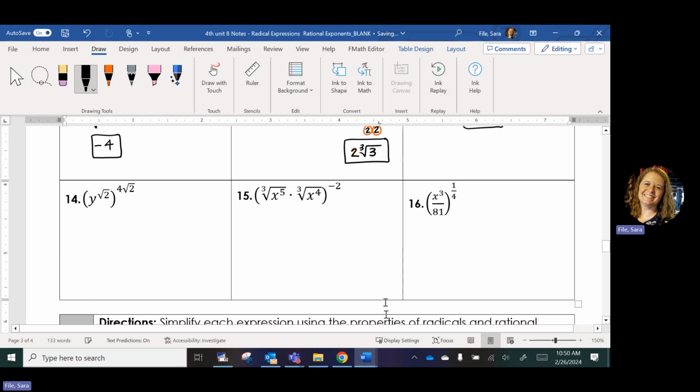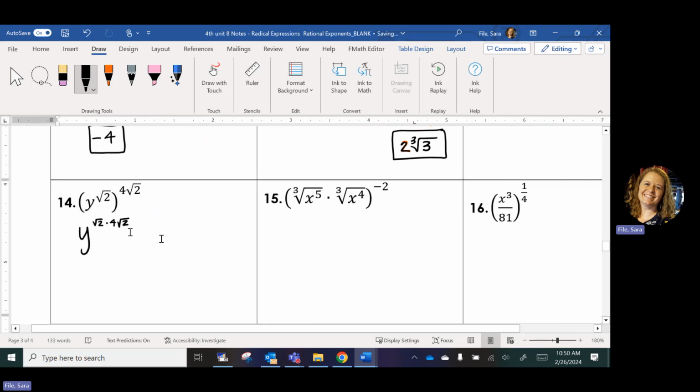All right, in number 14, we have a power to a power. So what do we do with the powers? We're going to multiply those powers. So this is going to be y to the root 2 times 4 root 2. Okay, now there's 2 ways to think about this one. I'll zoom in a little bit more here.